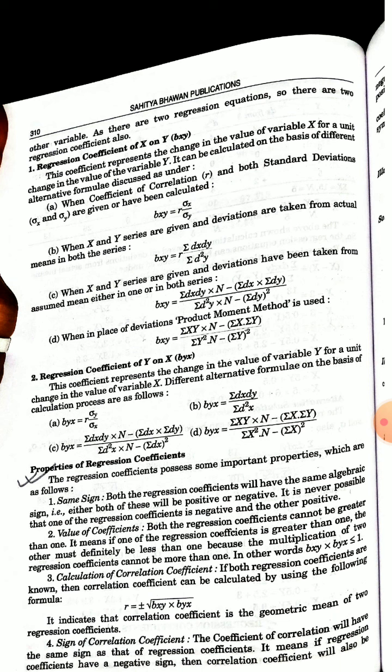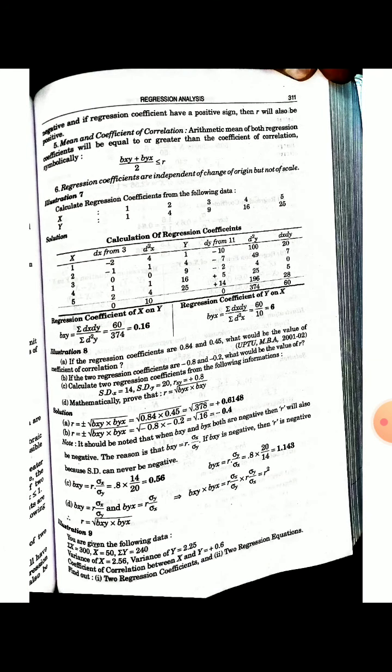Calculation of correlation coefficient. If both regression coefficients are known, then correlation coefficient can be calculated by using the following formula. R equals plus minus under root bxy into byx. It indicates that correlation coefficient is the geometric mean of two regression coefficients. Sign of correlation coefficient. The coefficient of correlation will have the same sign as that of regression coefficients. It means if regression coefficients have a negative sign, then the correlation coefficient will also be negative. And if regression coefficients have a positive sign, then r will also be positive.